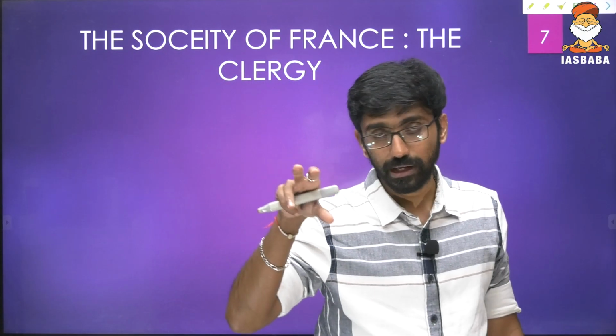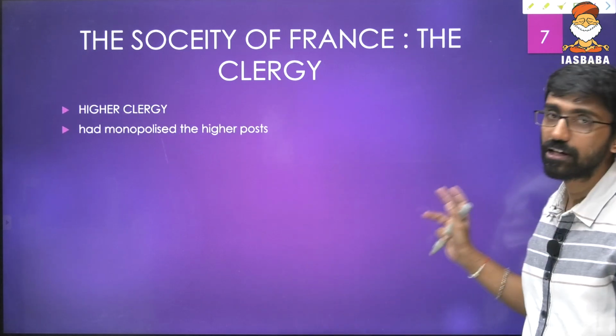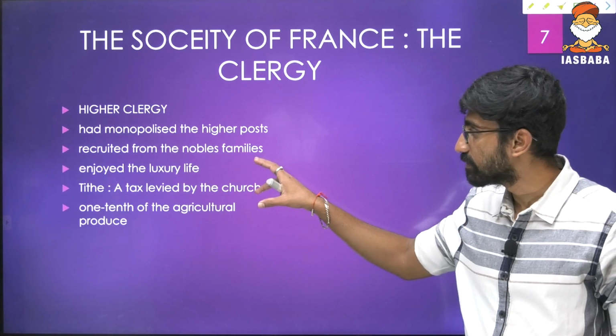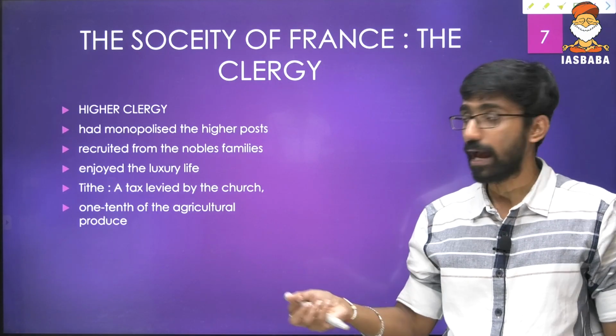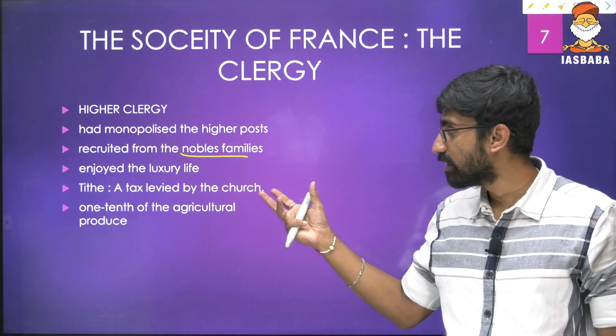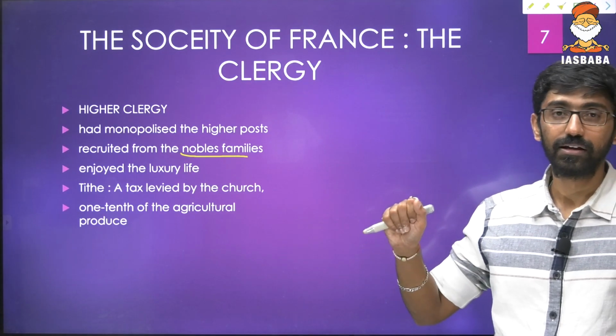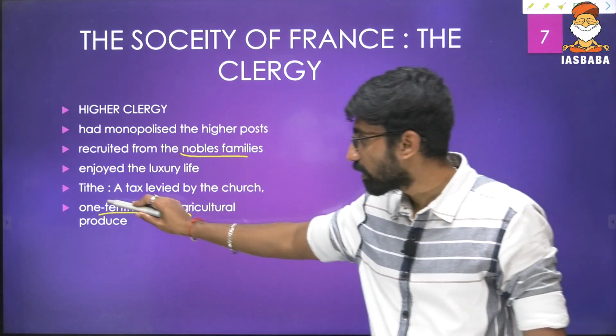Okay, and even the clergy class, the priestly class which was there, they were also divided into higher clergy and lower clergy. And this higher clergy had monopolized all the higher posts within the church. And they were also recruited from the noble families only. That is the ruling section. And they enjoyed a luxurious life and they collected one tax. So everybody should pay the tax. That is 1/10 of their agricultural production. The tax is called tithe.